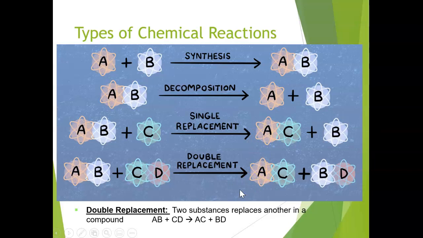In a double replacement, we have a double swap that occurs. So again, we have substance AB right here, we have substance CD, and both of these will swap places. So we'll end up with AC, and we'll end up with BD. That's your products. So these are the four general types of chemical reactions.